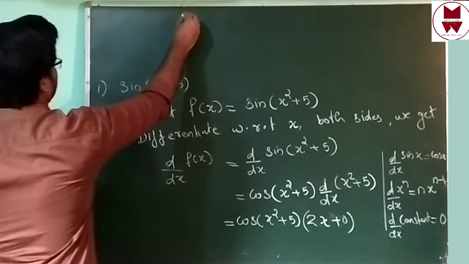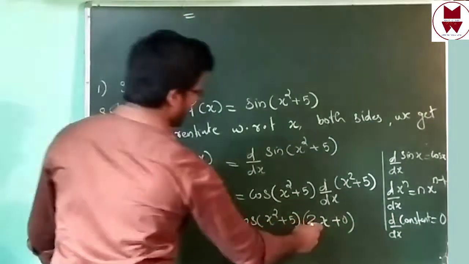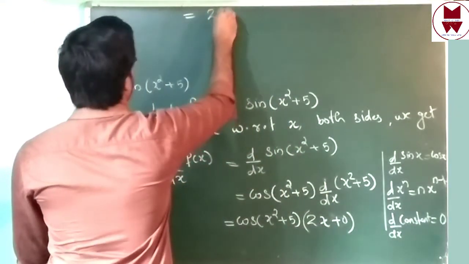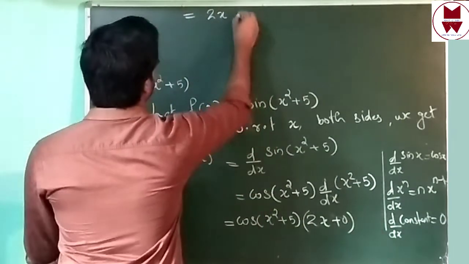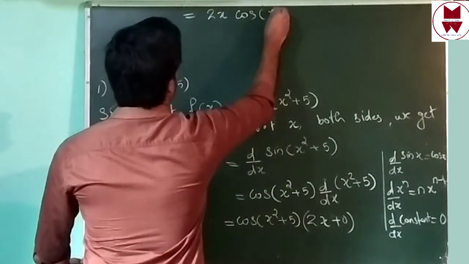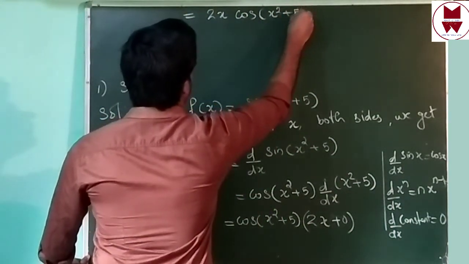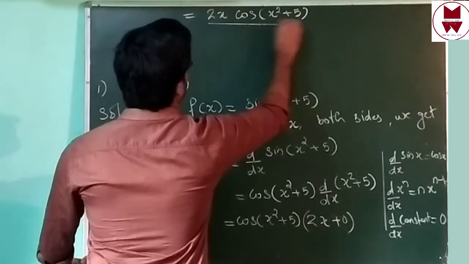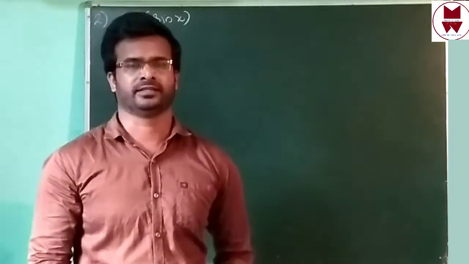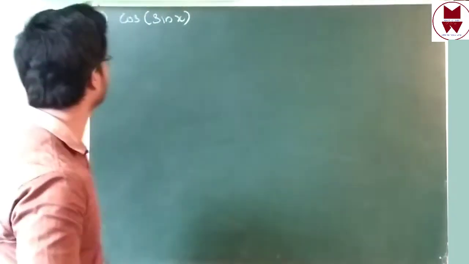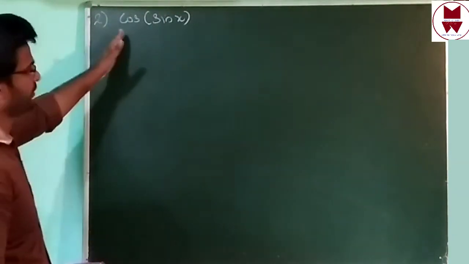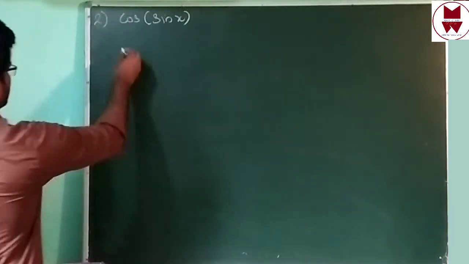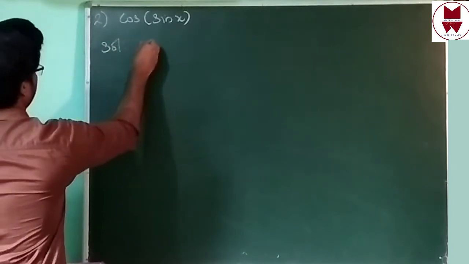Now we got the answer. You can rearrange. First write this 2x, then cos(x squared plus 5). This 0, no need to write. Then question number 2, differentiate the given function. What is the first step? We have to give one name, isn't it?